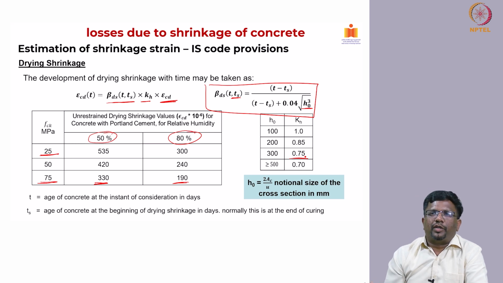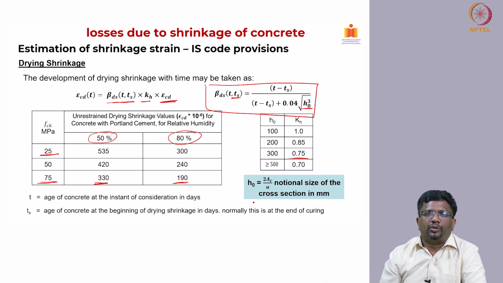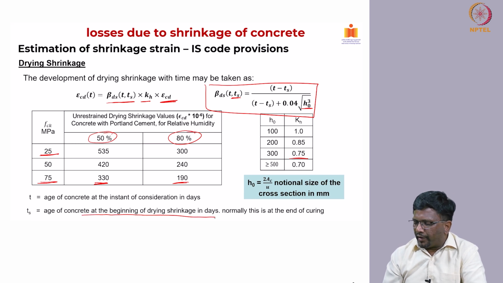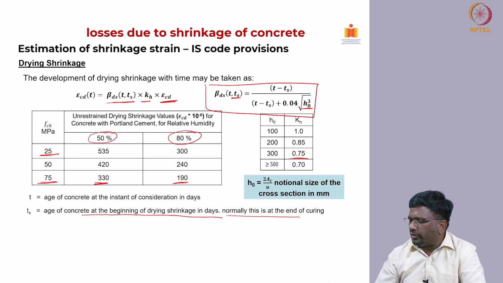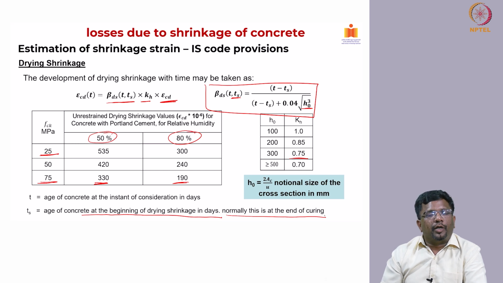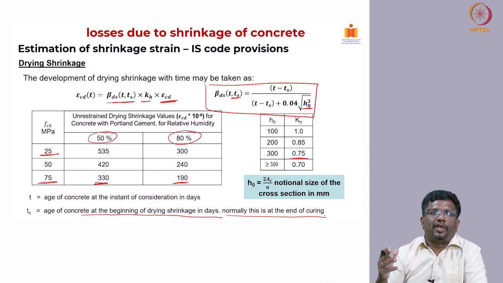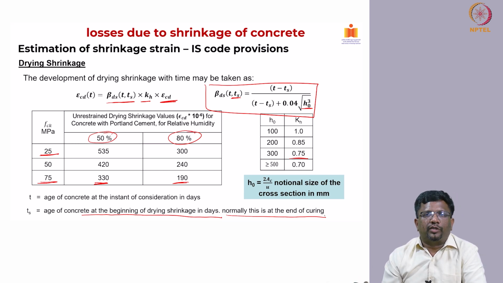Again, H naught we have already defined, which is the notional size coefficient, defined as 2 into the area of the cross section divided by the perimeter of the cross section. Now again, what is TS? TS is the age of the concrete at the beginning of drying. Okay, so normally this is at the end of the curing. Again, depending upon what kind of curing you do, whether you are doing steam curing or normal water curing, you have to account for the equivalent days of curing, and the code gives you how to do that.